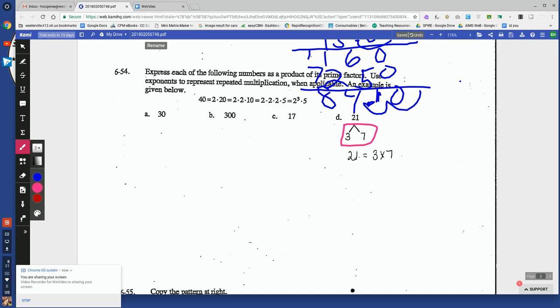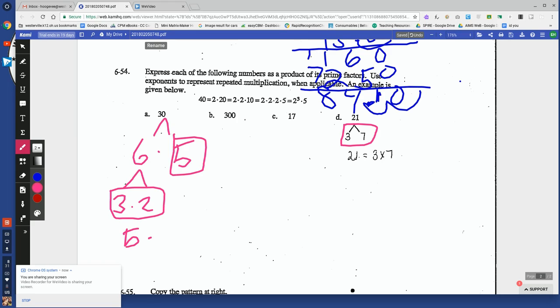So looking at 30, there's multiple ways to do it. I advise not multiplying anything by 1. So again, I'm just going to do 6 times 5. 5 is prime. Circle it or box it up. And then what makes 6? 3 times 2. Both prime here. So my prime factorization will be 5 times 3 times 2.